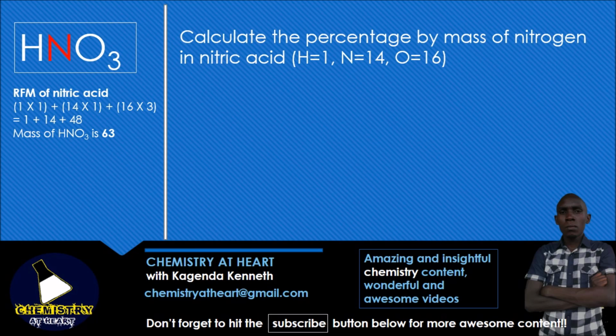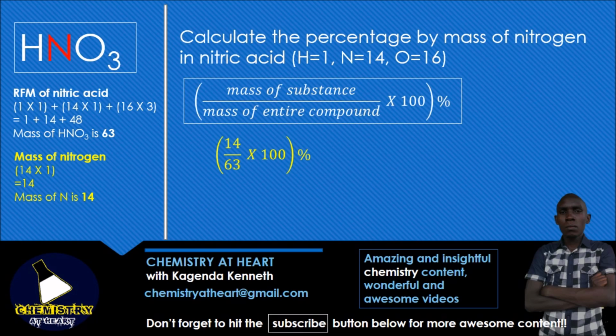Then the mass of nitrogen in nitric acid, it actually means that nitrogen is appearing once, which is 14 times 1, and then the mass of nitrogen in nitric acid is 14. Then the percentage by mass of nitrogen in nitric acid is 14 divided by 63 times 100%, which will give us 22.2%.